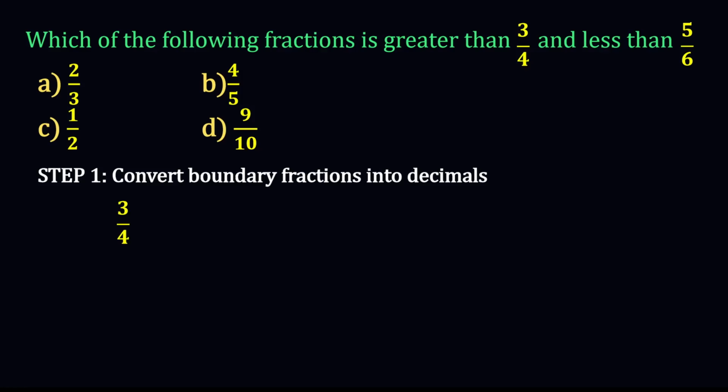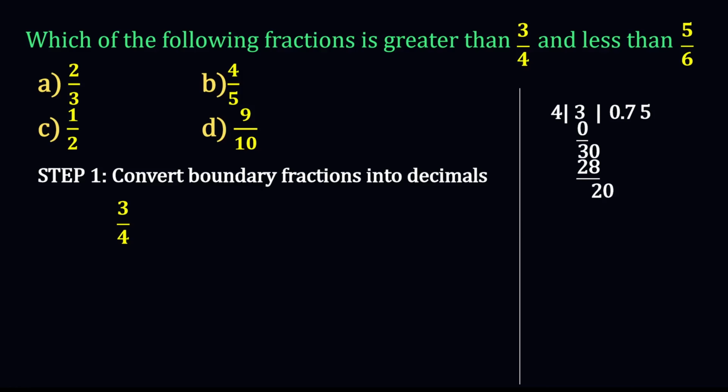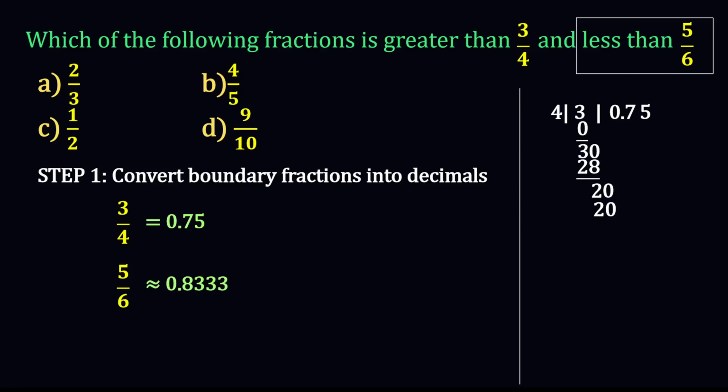So from the question, we have 3/4. So let me convert it into decimal. You see that 3/4 equal to 0.75. What about the next fraction, which is less than 5/6 from the question? That will be approximately 0.8333. So 3/4 equal to 0.75 and 5/6 equal to 0.8333. So from the option, we need to find a fraction that is in between, meaning it is greater than 0.75 and it's less than 0.8333.